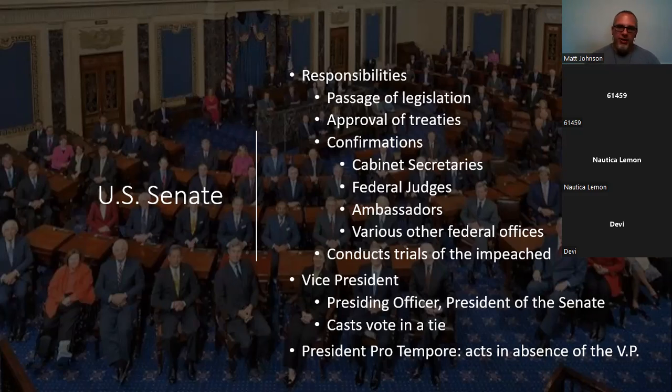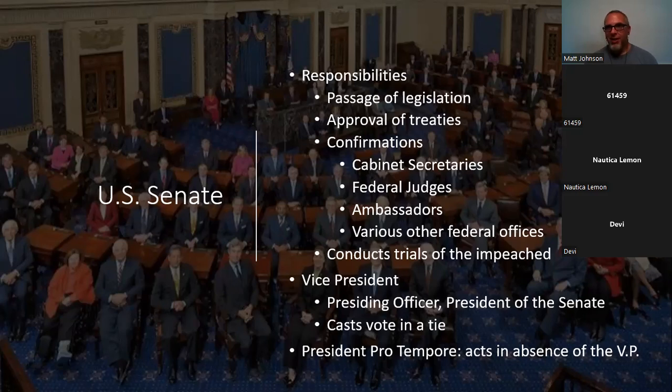Another important office is the president pro tem, which basically fills in for the vice president if they're not available. So the vice president has a lot of other duties. So the president pro tem is pretty active as far as that, but they are a full member of the Senate. So they would vote and just basically fill in for other duties. They obviously can't break a tie because they've already voted.